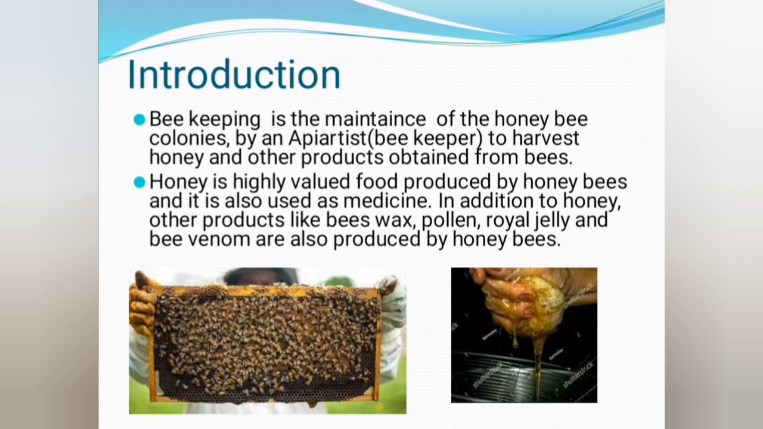Beeswax is used in ointments, cosmetics, etc. Pollen is used as a food supplement, as a high source of protein. It is consumed in the form of tablets and even in syrups. Royal jelly is also a nutritional food product. And bee venom is used to cure arthritis.